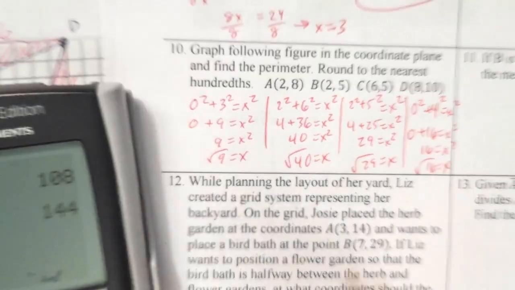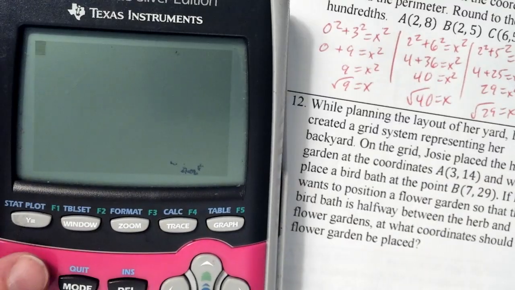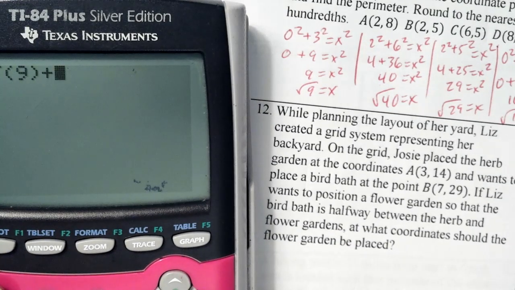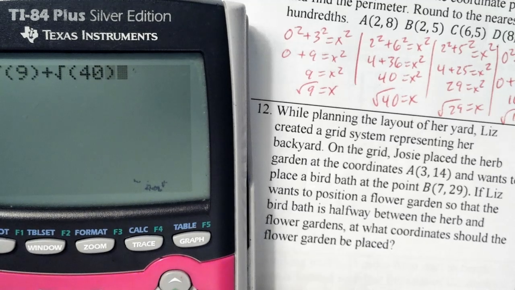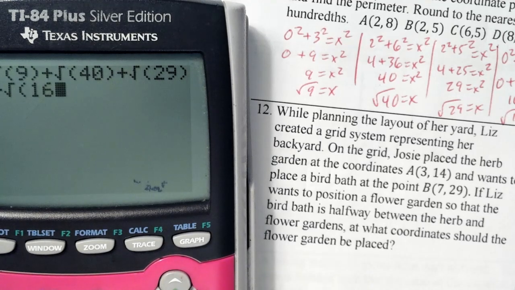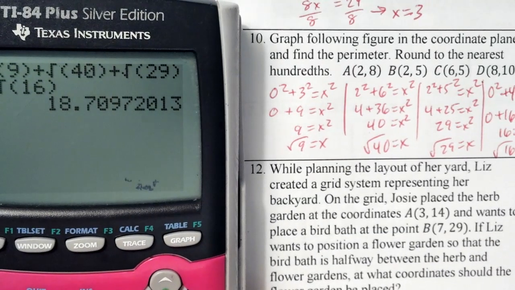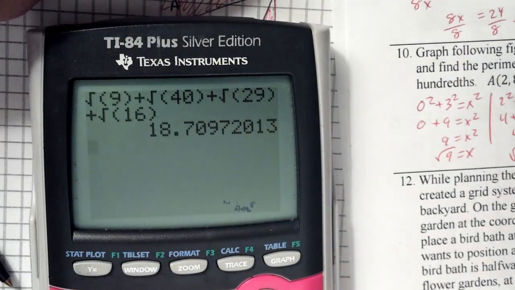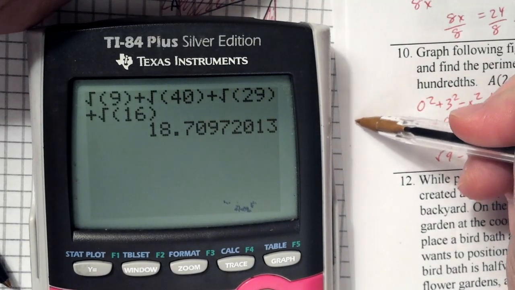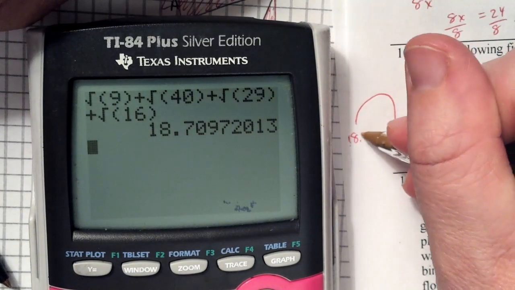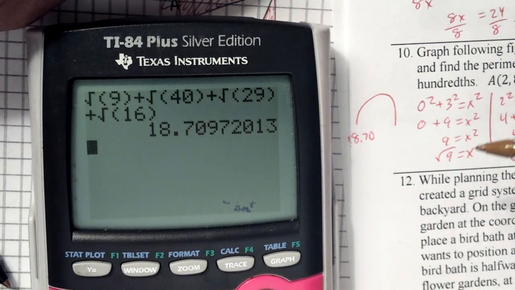All right, so in my calculator, we got the square root of 9, close those parentheses, plus the square root of 40, plus the square root of 29, plus the square root of 16. We get this nice, lovely number, and they said it's in hundredths. So when we add these together, hundredths, that's 2 decimal places. So we're either staying at 18.70 or we're going up a number.